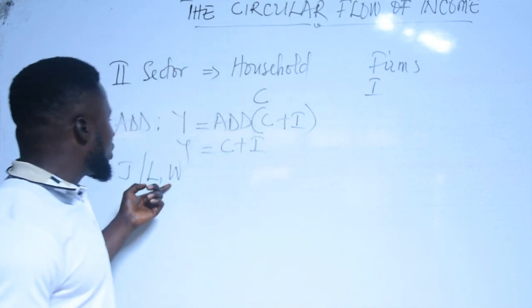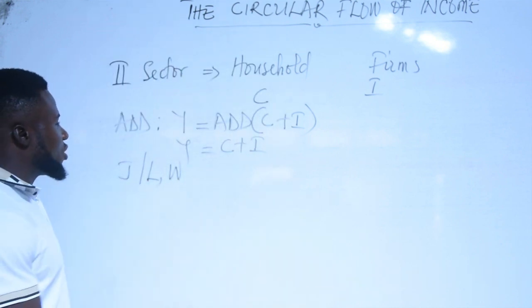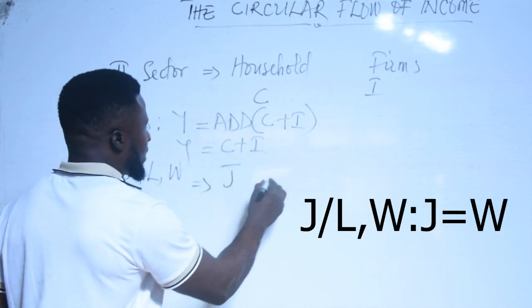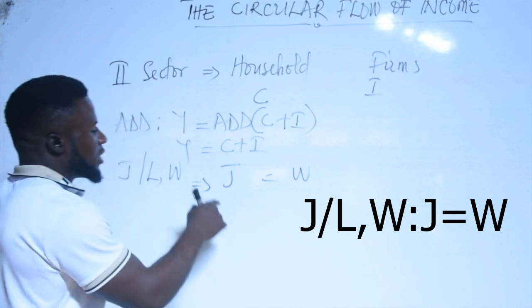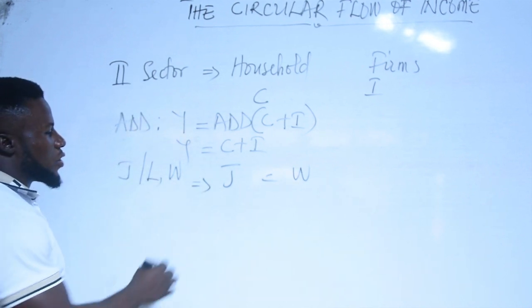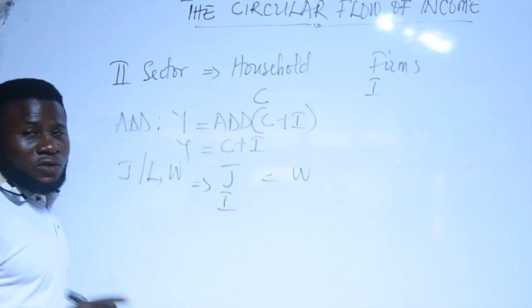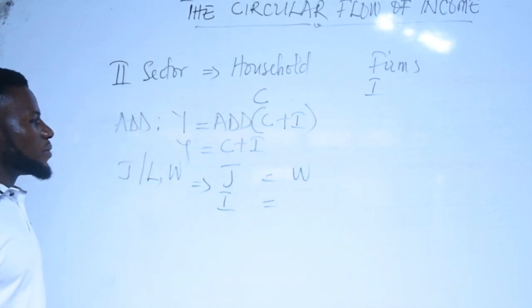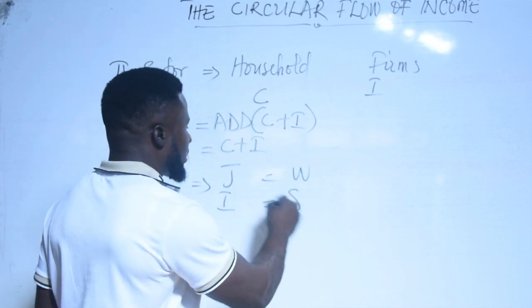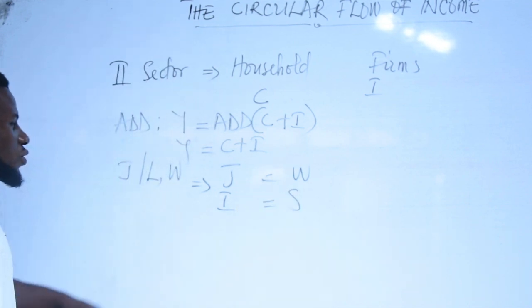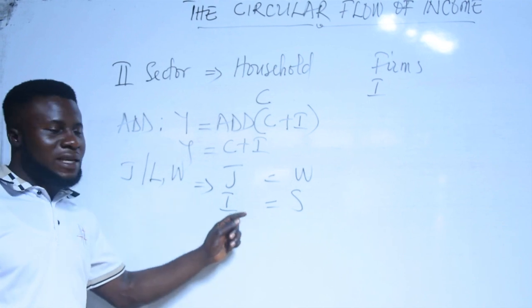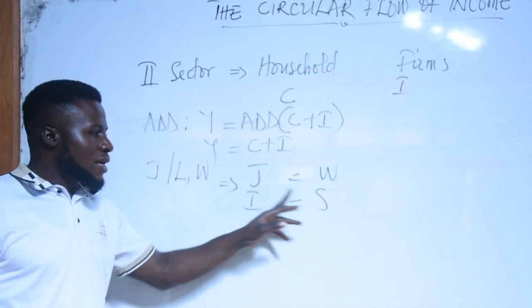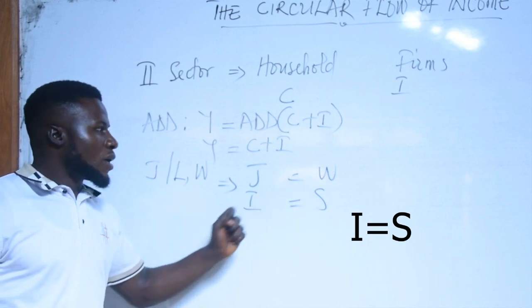So, using the withdrawal and injection approach, income is at equilibrium when all injections are equal to withdrawals. And injections in a two-sector economy are comprised of investments alone, which will be equal to withdrawals from a two-sector economy, which is only savings alone. So if you are asked to solve for national income equilibrium using the leakages and withdrawal approach in a two-sector economy, you will equate your S, that is savings, to your investment.